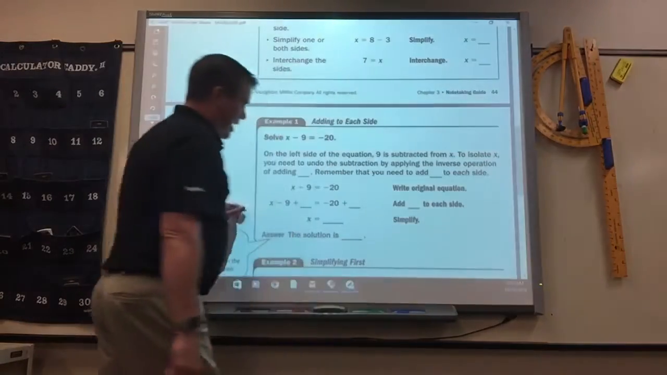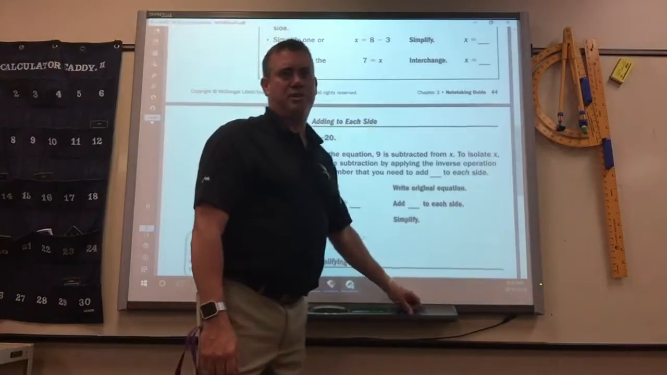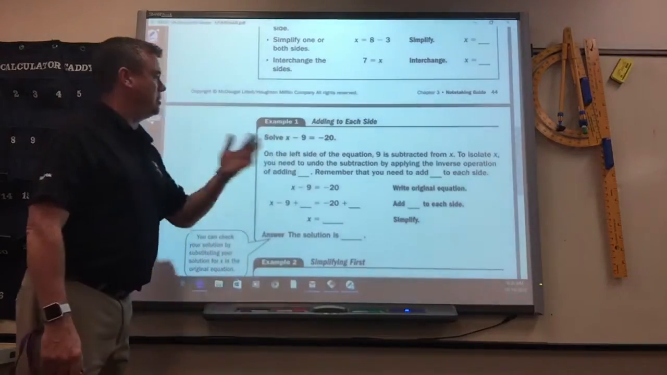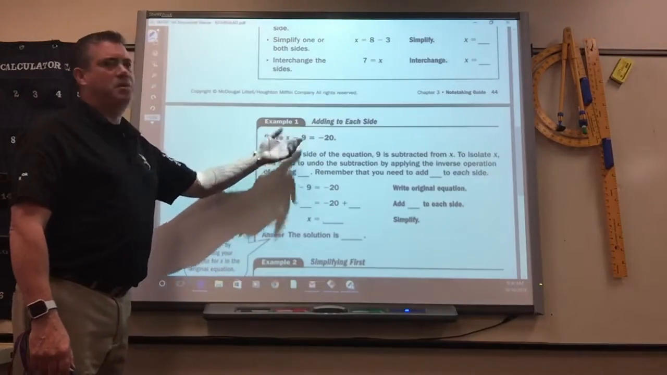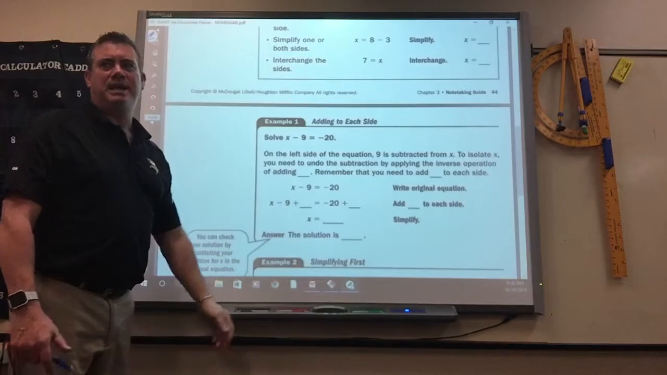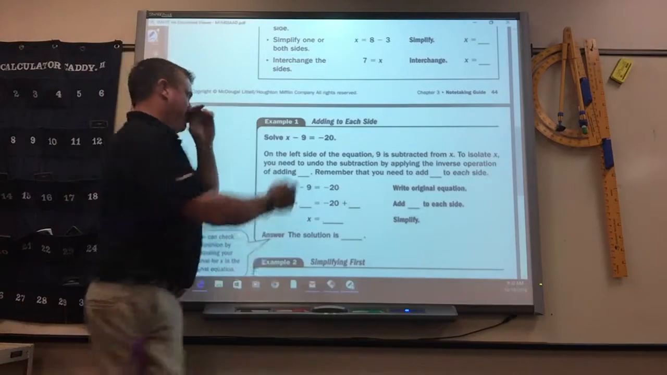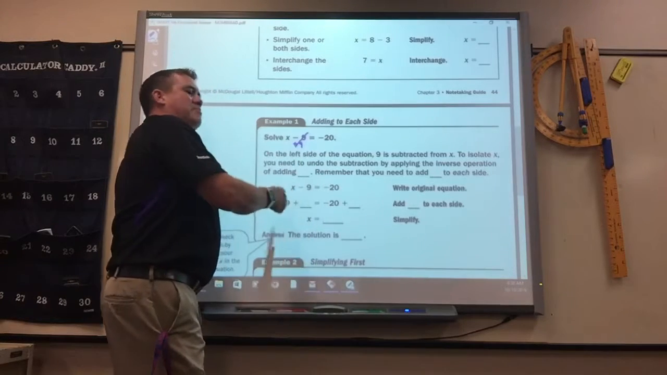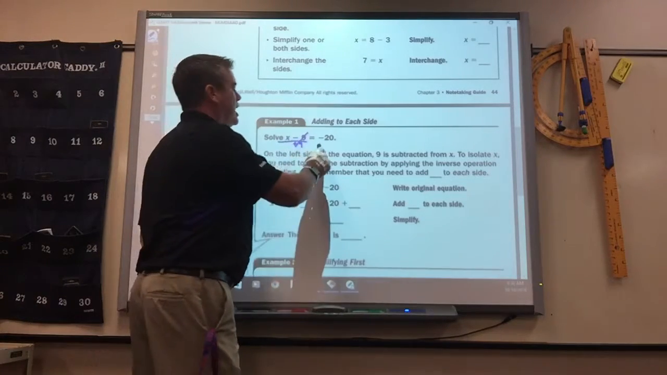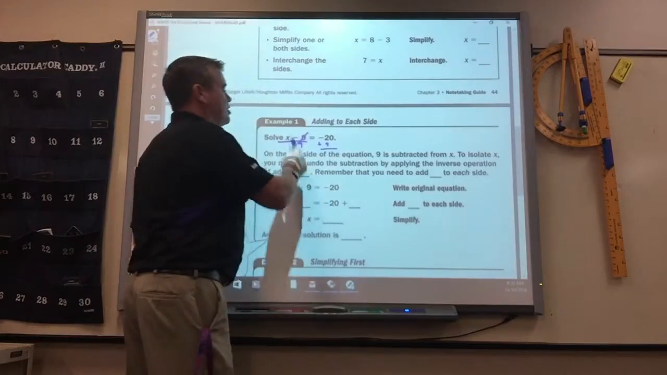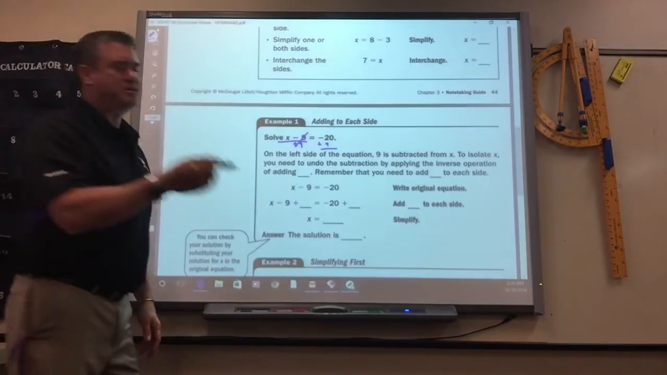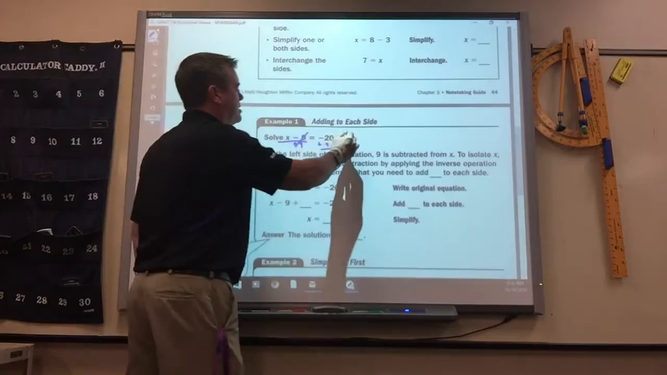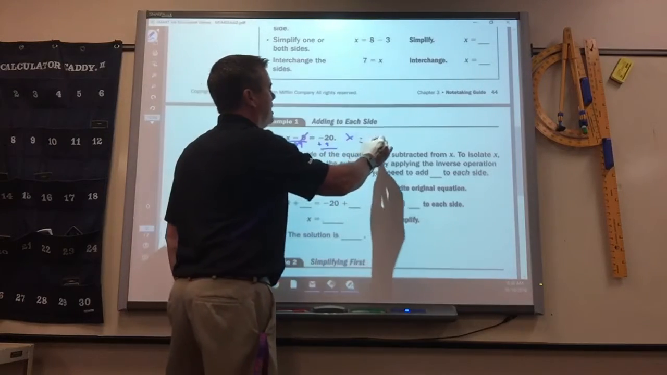So the inverse operation, again, here's a very simple one. X plus 9, what do you do to get the x by itself? Plus. Or I mean x minus 9? Add it. You add it. You just do the inverse operation. Whatever you do to one side, you got to do it to the other side. So negative 9 plus 9 cancels, and you're left with x equals negative 11.